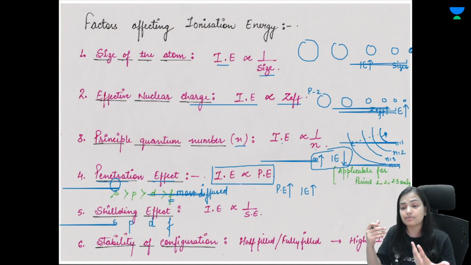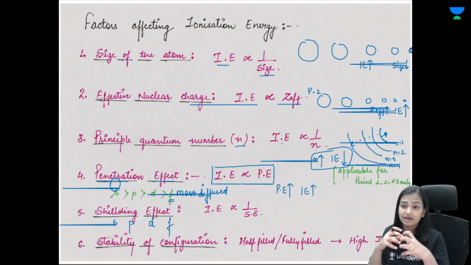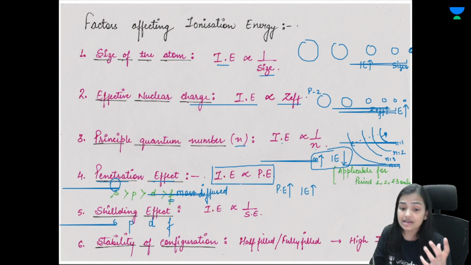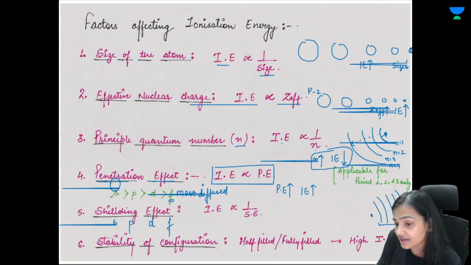Basically, if the inner shell electrons are doing the maximum electron-electron repulsion and are very strongly shielding, meaning they are protecting: if this is my nucleus and this is the last electron, and in the inner shells I have many electrons which are shielding my last electron from the effect of the nucleus.